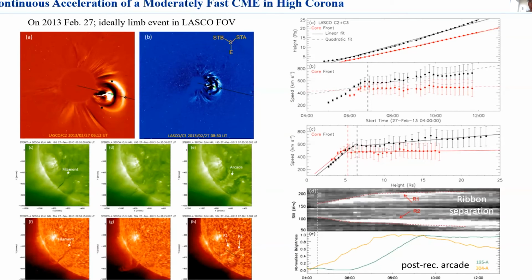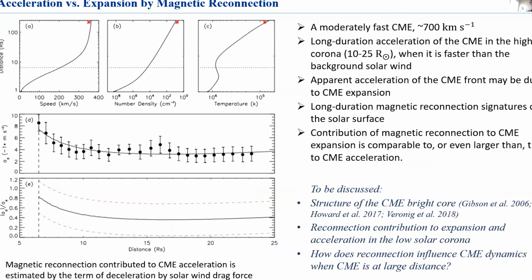Then we know that there's reconnection, we know there's additional expansion. Then how about the acceleration itself? We use a solar wind drag force model to estimate the acceleration. Let me explain it. We know that the CME is faster than the solar wind speed, and due to the solar wind drag force, the CME will be decelerated. But as we see in the speed-time or speed-height profile, the CME doesn't experience deceleration.